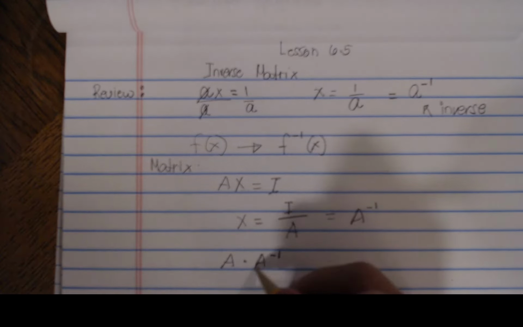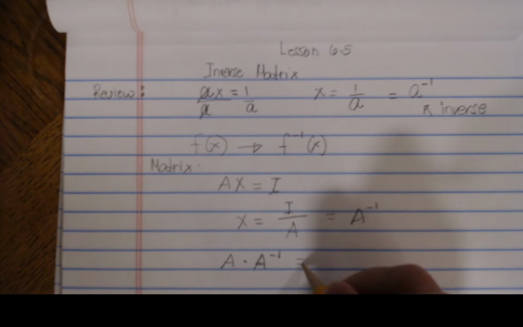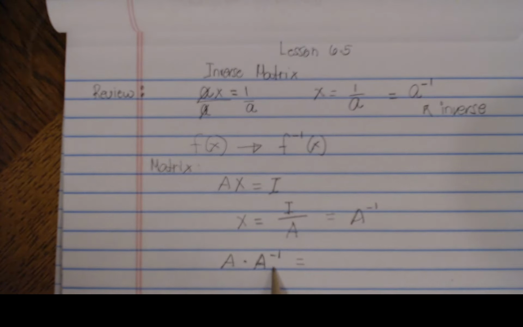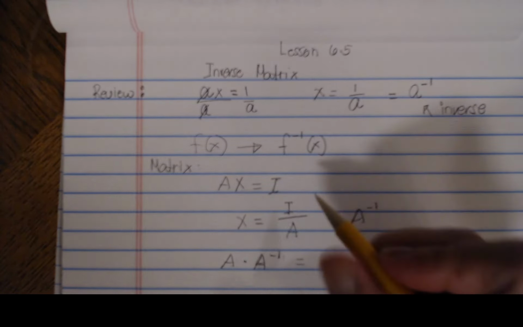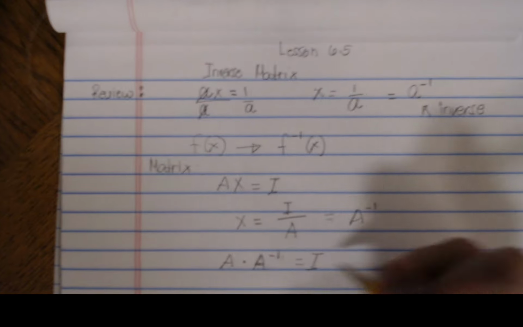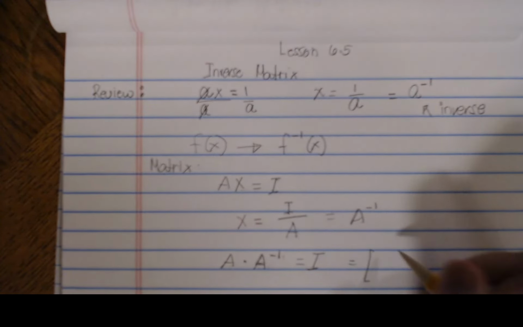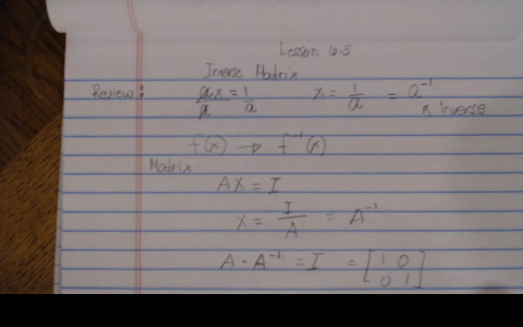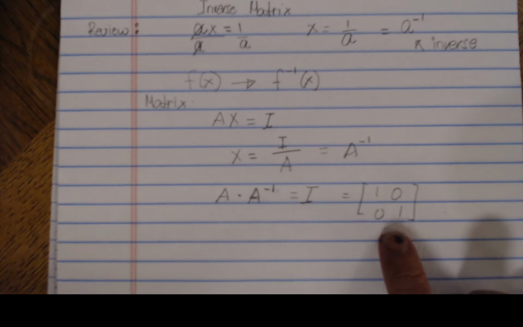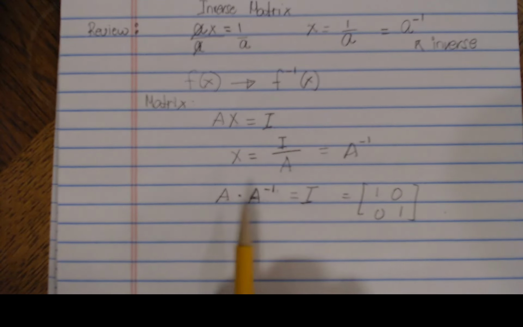So if we want to check if this is really the inverse of A, A raised to negative 1, or A inverse times A, if it will give you I, which, of course, if it's a 2 by 2, is 1 0 0 1. This is how the I would look like. It's an identity matrix, then they are inverses of each other. Okay, so that's what we're gonna do today.